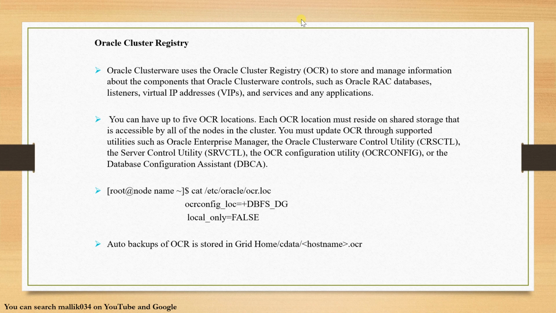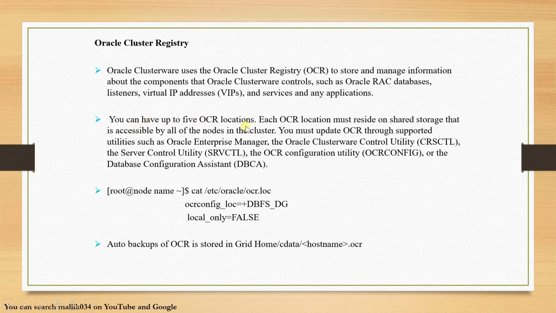OCR is like a central repository, I can say. It has everything. Without OCR, if there is any OCR corruption, you cannot start your clusterware. So Clusterware uses OCR to store the information about all this RAC database, ASM, VIP, SCAN, all the service details, application details, everything registered in this OCR.